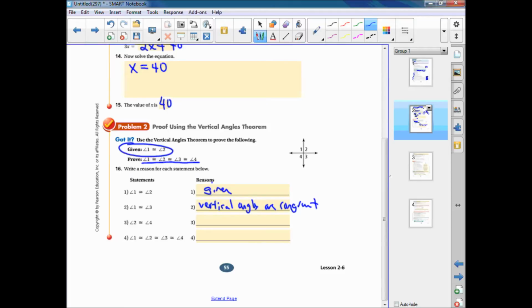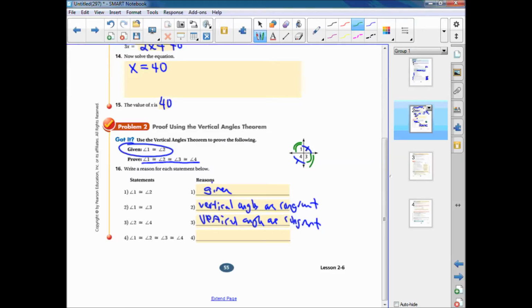You could call it the vertical angles theorem if you want, but I'm going to go with what it means because it helps me memorize it for later. Vertical angles are the same, they're congruent. And then angle 2 and angle 4, that's the same thing also. Vertical angles are congruent. So we look at our picture here, we can see that 2 and 4 should be the same, and 1 and 3 should be the same, okay?